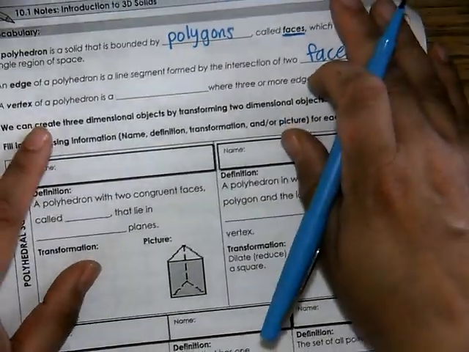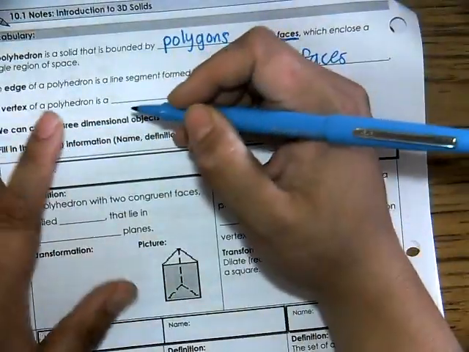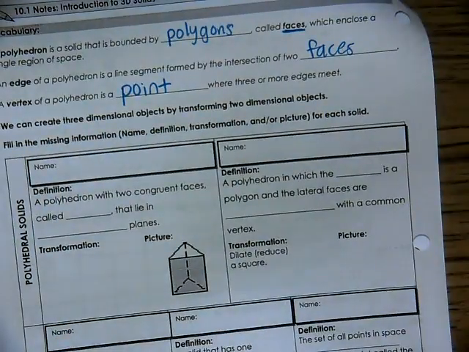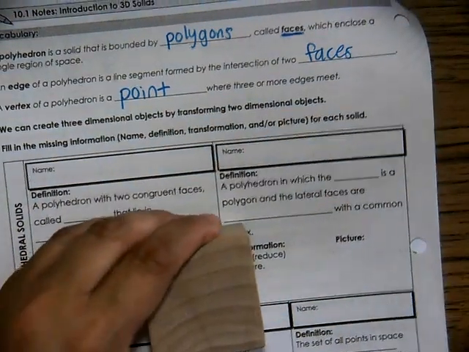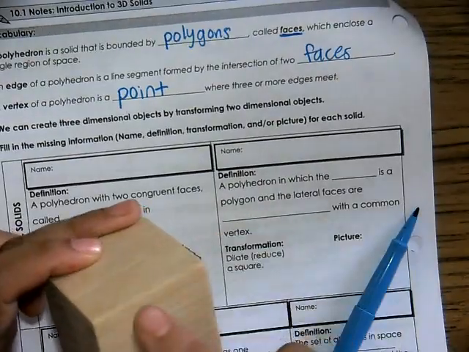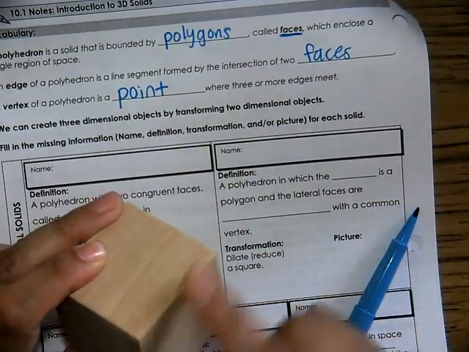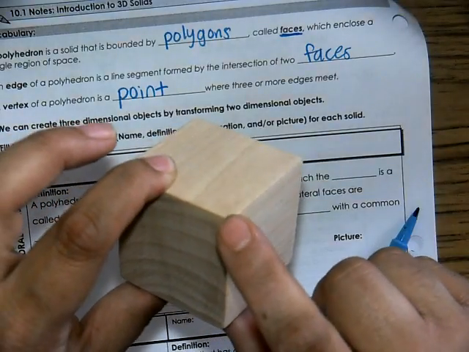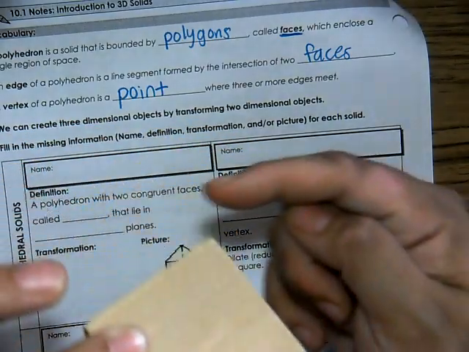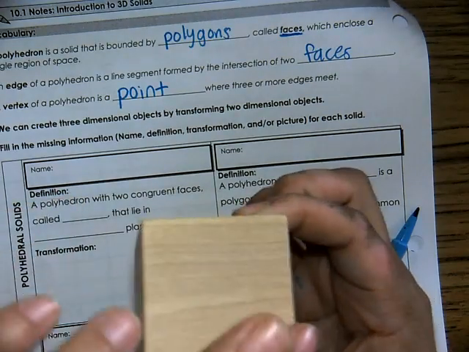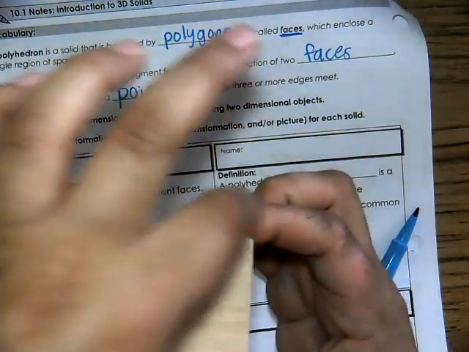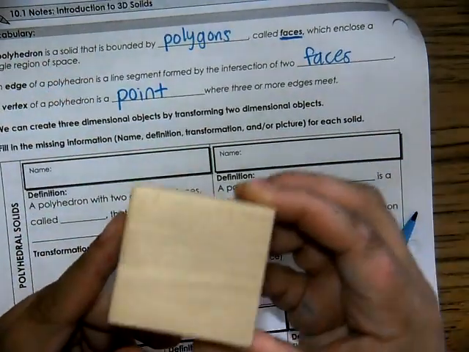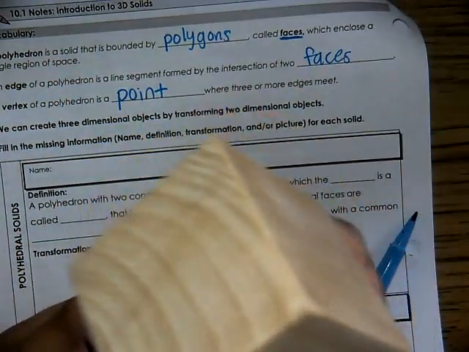Okay, here's the next one. A vertex, I know you've heard that word before, but a vertex of a polyhedron is a point where 3 or more edges meet. So let's look at this. Remember there's an edge, let's say this edge here, this edge, and this one here. That point right there is considered a vertex. All of these points that create this cube are going to be vertexes. So you have 4 on the top, 4 on the bottom. That's a total of 8 vertices that this cube has.